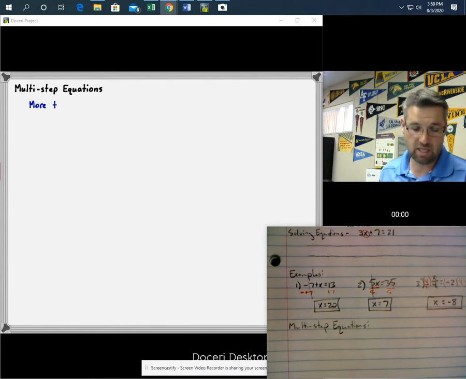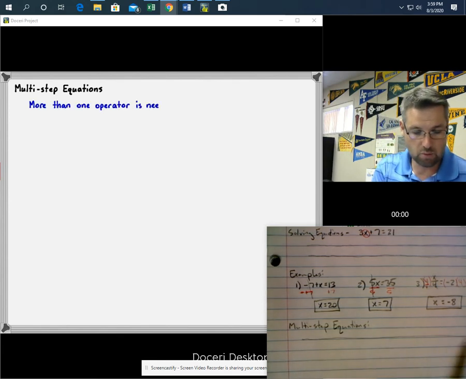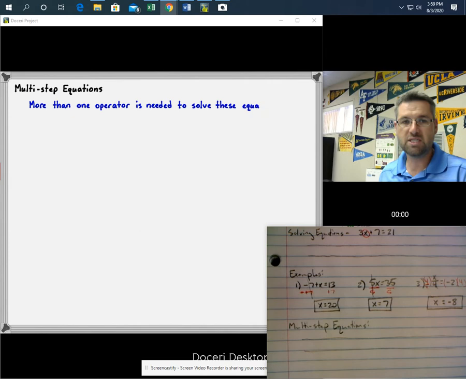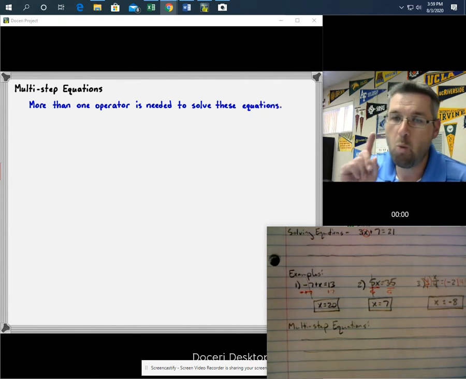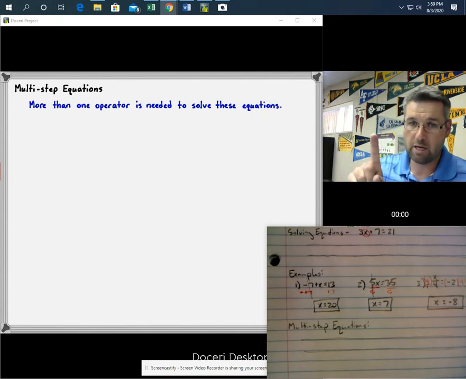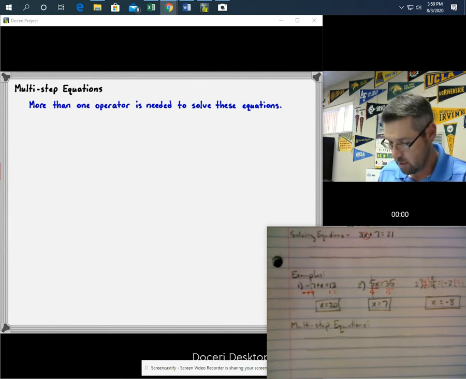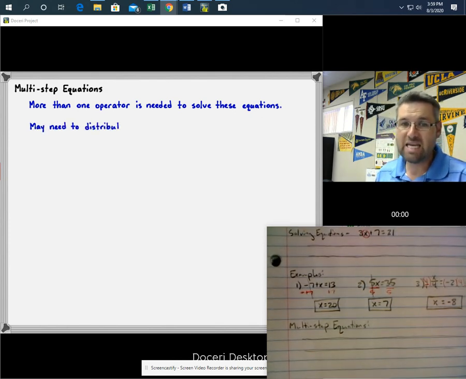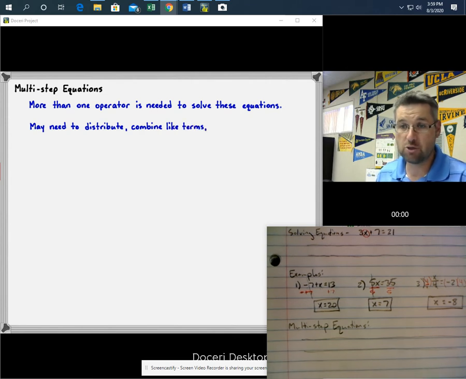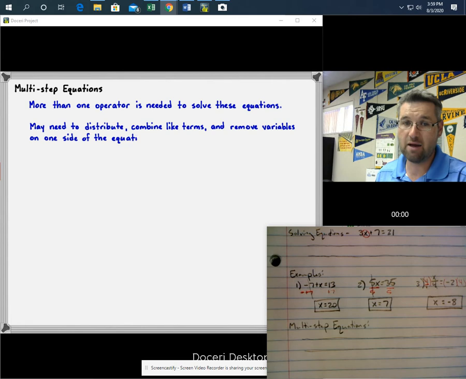A multiple step equation, again, you're going to write this down. Take your notes, okay? A multi-step equation is an equation where more than one operator is needed to solve, okay? So you may need to distribute or combine like terms as a part of this and remove variables on one side of the equation. I don't like saying move them over to the other side, but remove them from one side, and whatever you did to that side to remove them, you're going to do the same thing to the other side. Okay, you may need to do that, and you should be writing these down as notes.